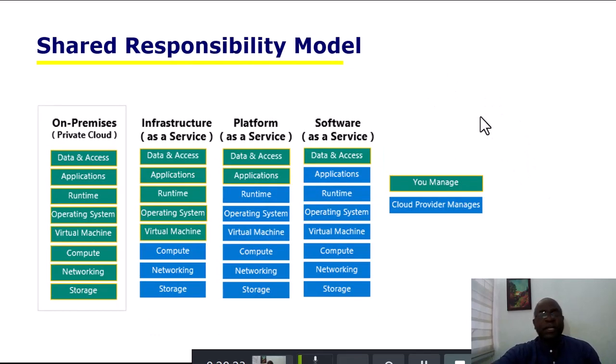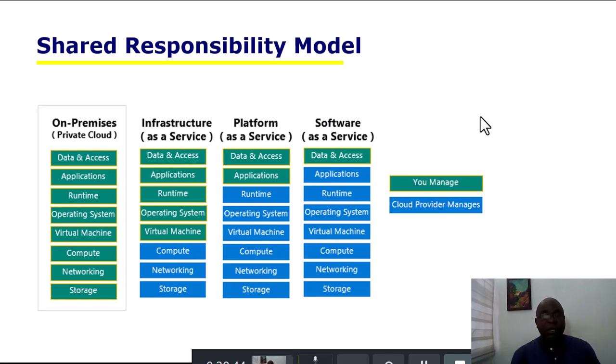So let's move ahead. Shared responsibility model. You can see that the green are the ones that you have to do. The blue, you leave for the cloud provider. So let's look critically. Remember when we talked about private cloud, you have to go and buy everything yourself. You'll be responsible for everything. That's why it's in green.